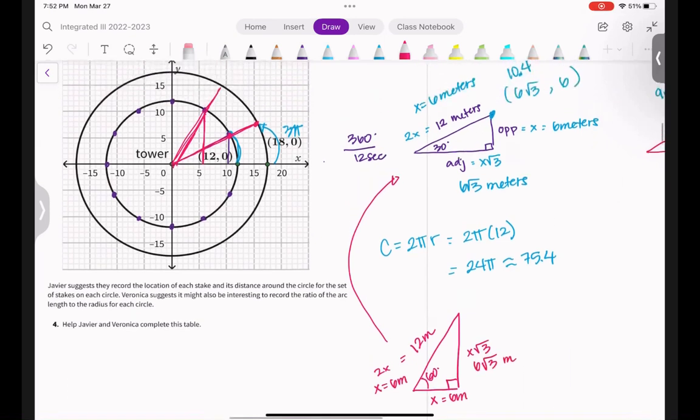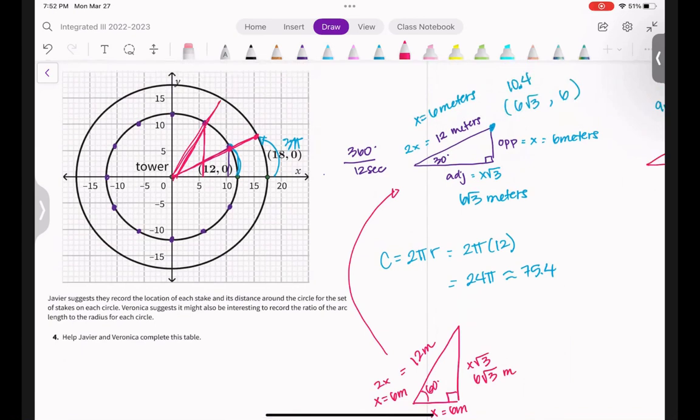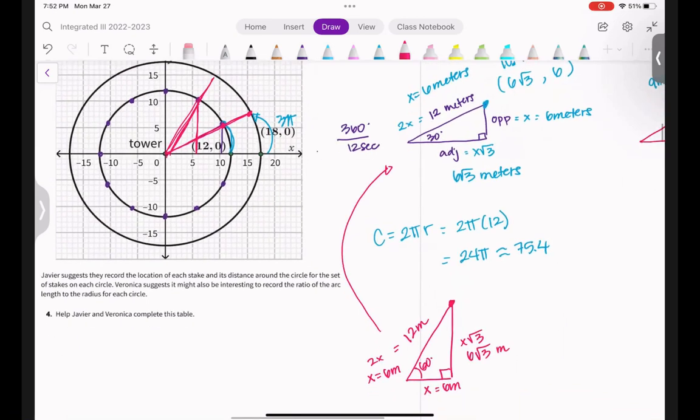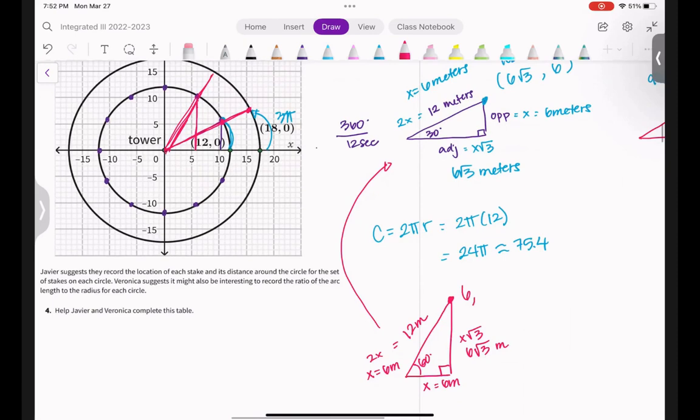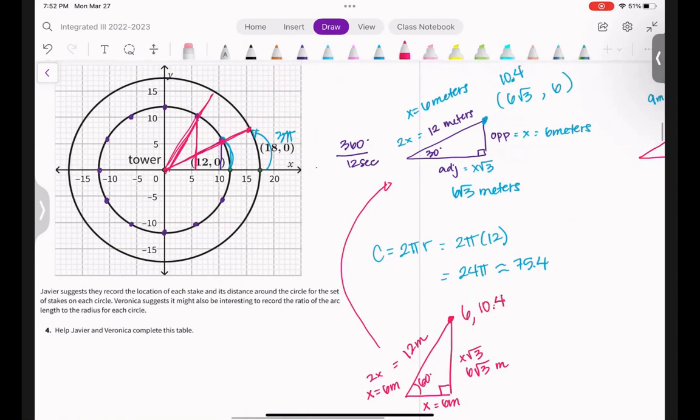And I'm going to copy that number, which is 10.4. So this number here is going to be 6 comma 10.4.